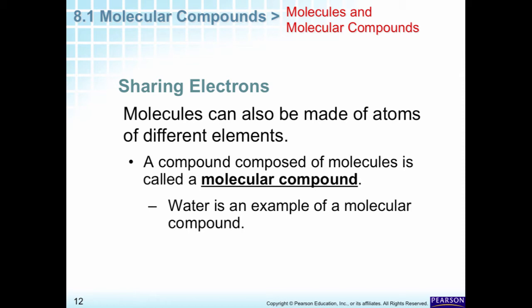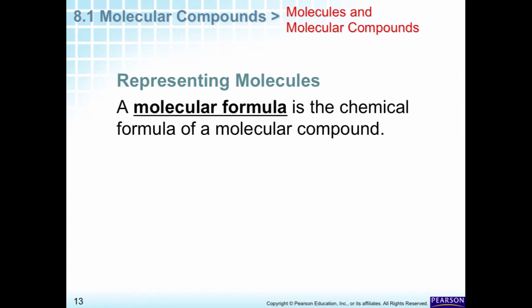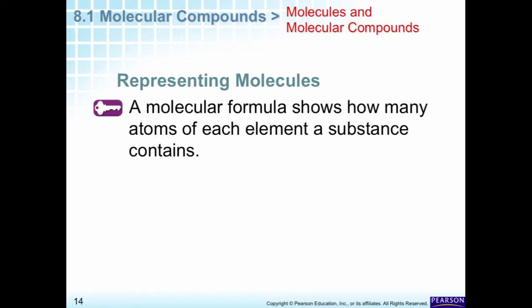Okay, a molecule can also be made of atoms of different elements. So we talked about water already. These are called molecular compounds. Sometimes we call them covalent compounds. A molecular formula is the chemical formula of a molecular compound. So it's a molecular formula, instead of an ionic formula or a formula unit. H2O would be a molecular formula.